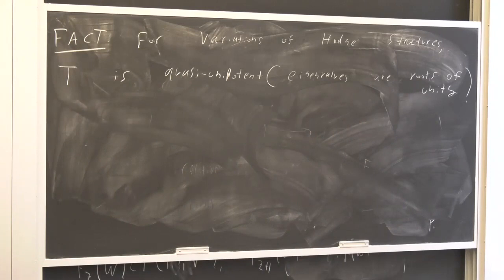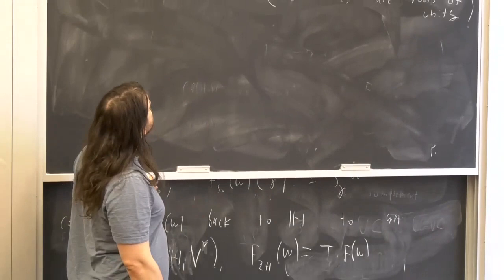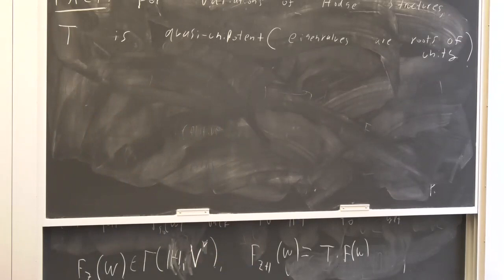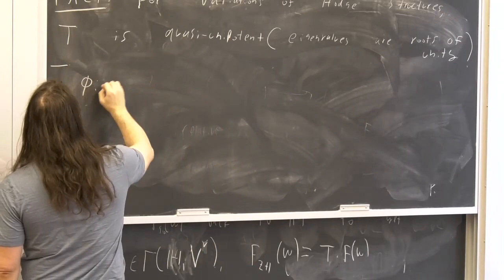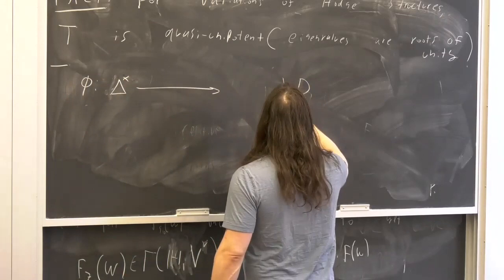Okay. You'll notice this doesn't rely on any period map; it's a self-contained study up to this fact, that the operator T is quasi-unipotent. This trick of untwisting the monodromy applies very generally. It applies to periods, so in particular, it also applies to period maps. As far as this trick is concerned, we have our period map from S. So let's restrict to delta star, mapping to D mod Z.